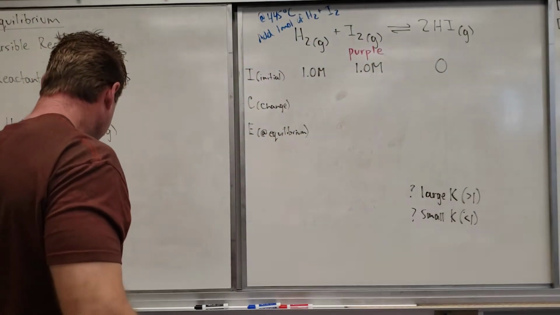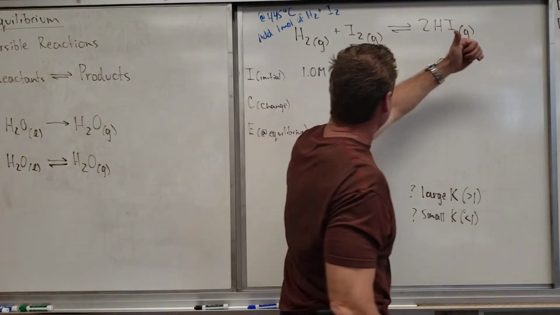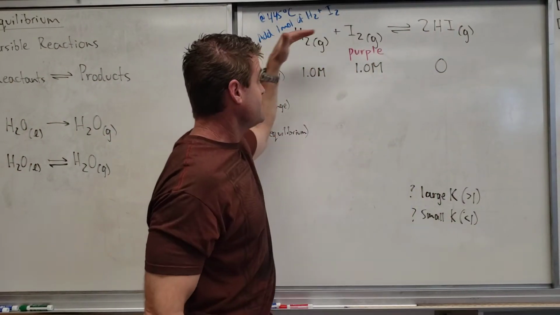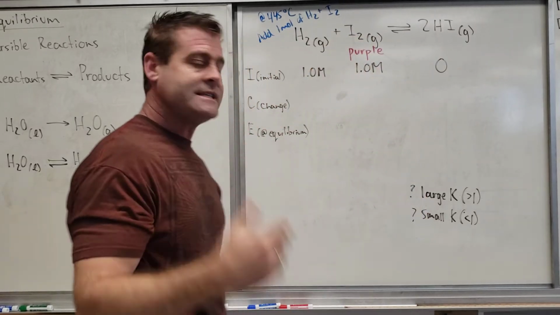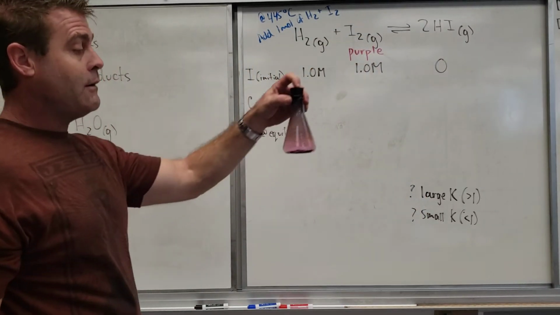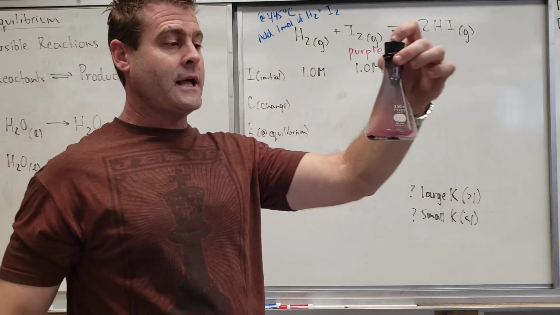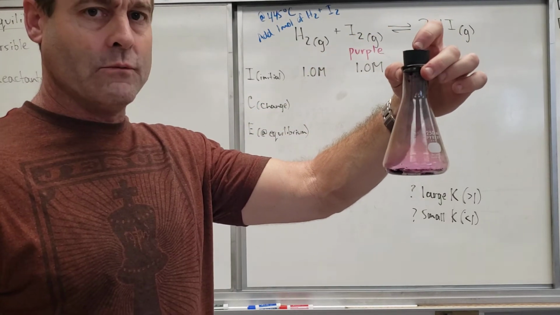You guys remember what that means is, I have just as much going this way as is going this way. And when you guys agree, if you have just as much going this way as going this way, wouldn't the concentration of all these stay constant? And what's the easiest way I could view? How would I know when I've reached equilibrium? Well, when I look at this and I don't see the color changing anymore, right?